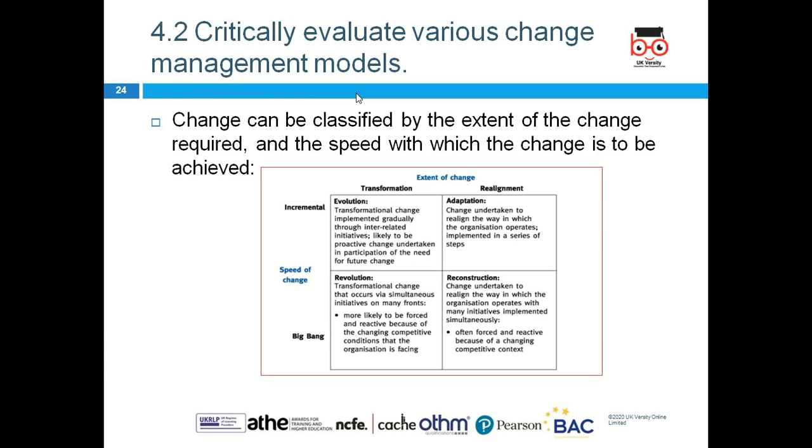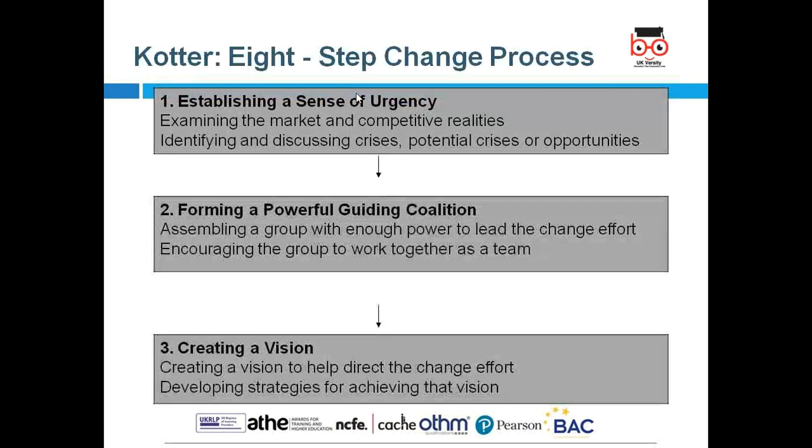So, as an example, a change undertaken to realign the way the organization operates, with many initiatives implemented. So we need to look at all this and we can do the change. This is one of the models. Yes, we can look at big bang and incremental. Then we have one of the authors quoted. He gave us an 8 steps model. So he said when you want to change, you look at 8 steps.